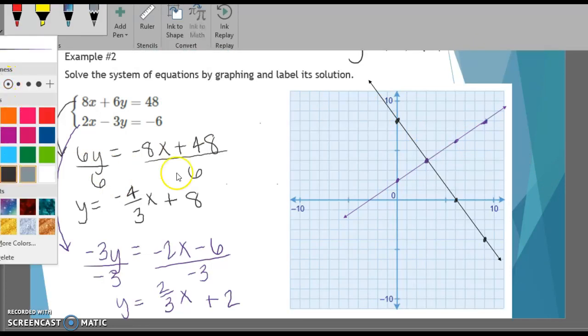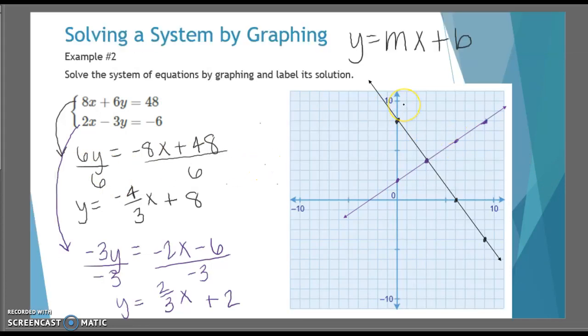So our intersection point is right there. And so that intersection point is 1, 2, 3, 4. Our intersection point is 3, 4. So that's what they mean by label the solution, is tell me what the coordinate is. All right, so that's how you can change those into slope-intercept form and graph them.